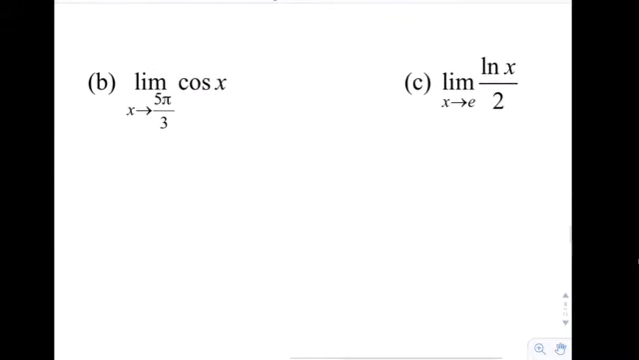All right, here's what I want you to do. Letters B and C, I want you to evaluate and simplify both of those limits on your own without me.